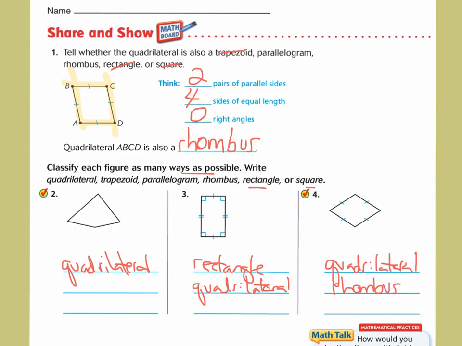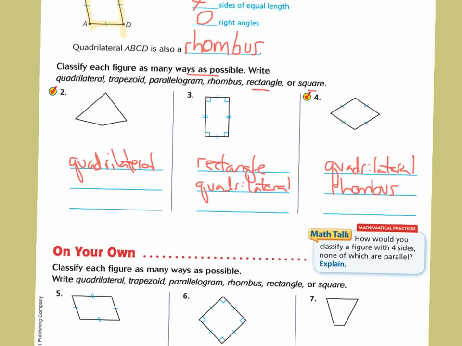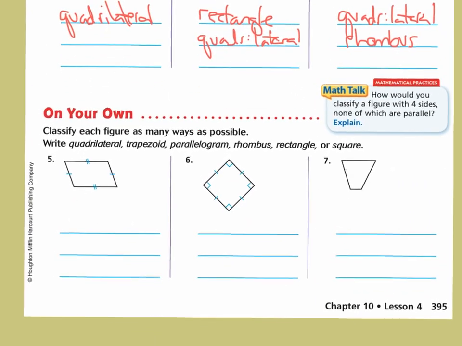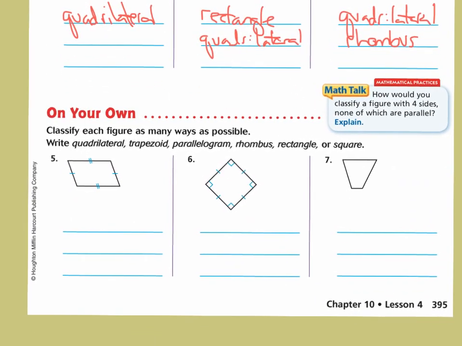Okay, let's shift down to the on your own. You know how I like to have you pause the video. So go ahead, pause the video, try this one on your own. Remember, you're listing all the possible ways. So go ahead, pause now, answer 5, 6, 7 on your own, and then hit play again, and I'll model for you the examples.